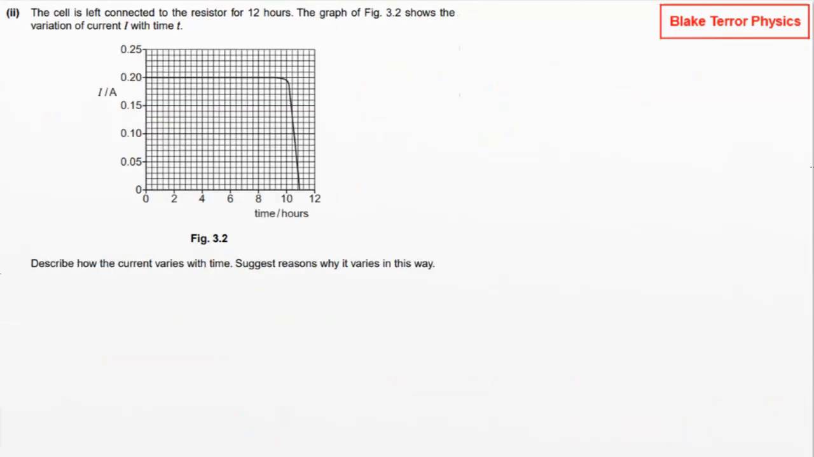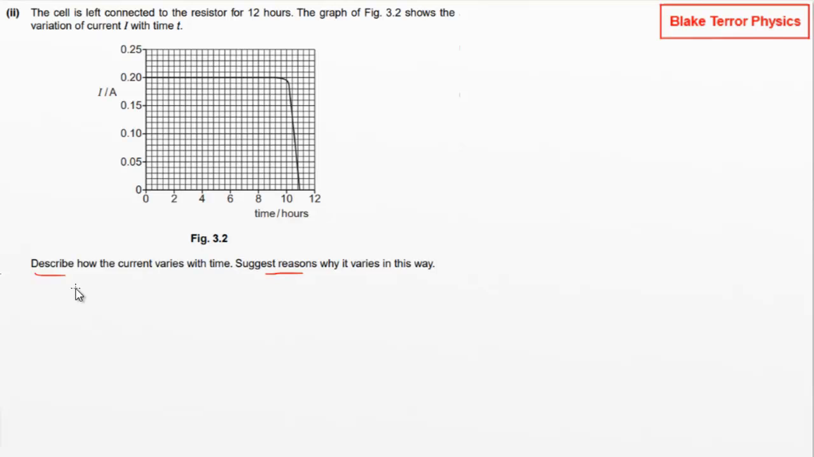At the end of the question, no, we got the last bit. Right, the cell is left connected to the resistor for 12 hours. The graph shows the variation of current with time. Describe how the current varies with time and suggest reasons why it varies in this way. Right, this is another one that people don't answer the question fully, so they don't get the full marks. So what you're going to want to do here, we've got to do a describe with reasons. So we're going to want to split this up into sections on the graph.